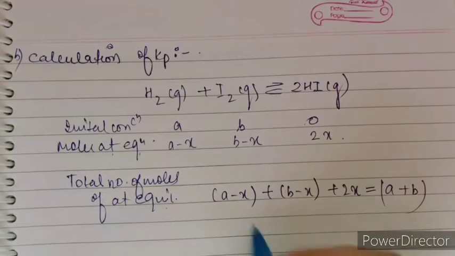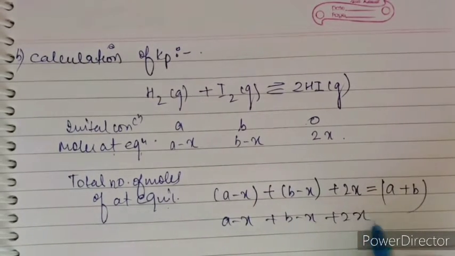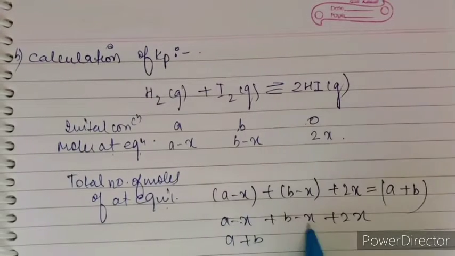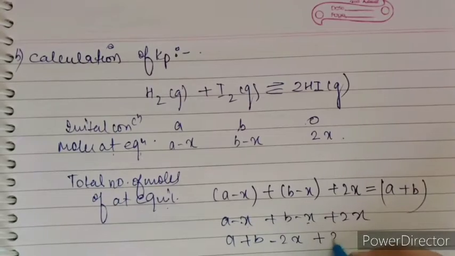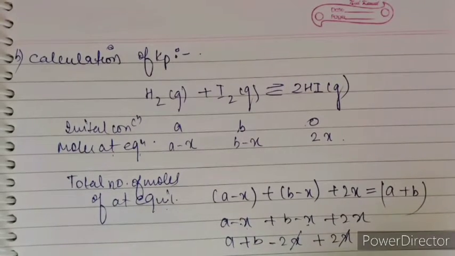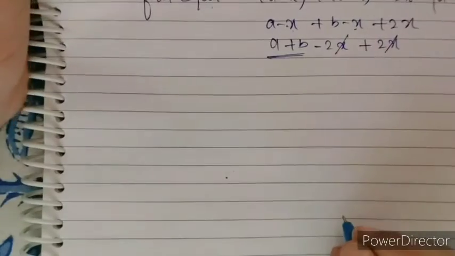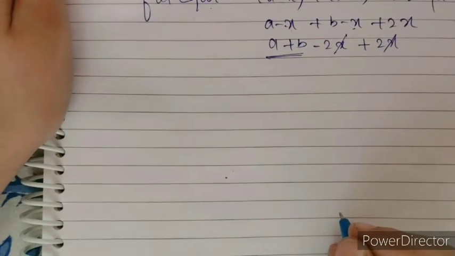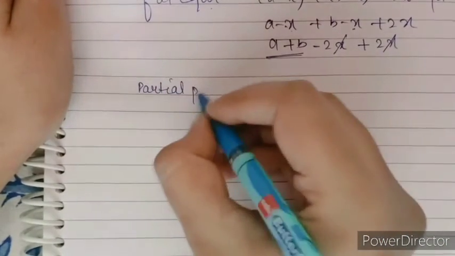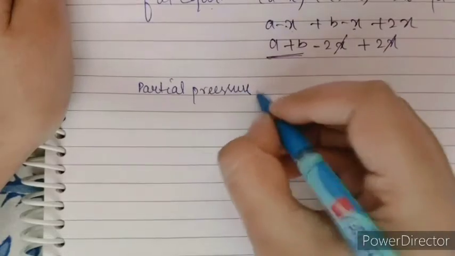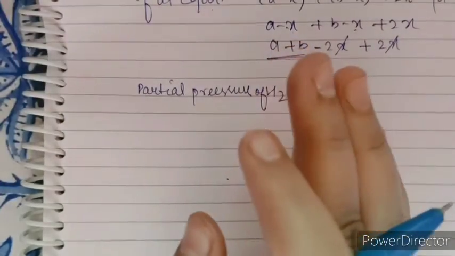So how will A plus B come? A minus X plus B minus X plus 2X: minus X and minus X give minus 2X, and plus 2X cancels it, so the remaining is A plus B. So the total pressure of the system at equilibrium at temperature T is P, and we write the partial pressure of hydrogen, partial pressure of iodine and partial pressure of HI.